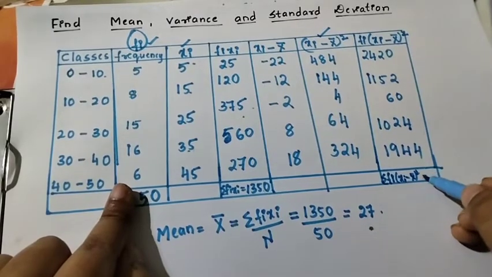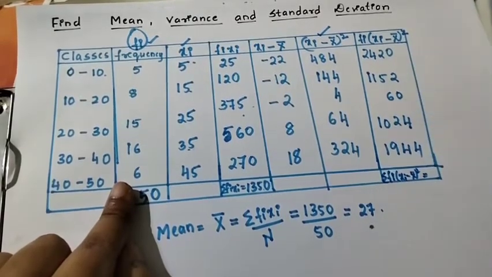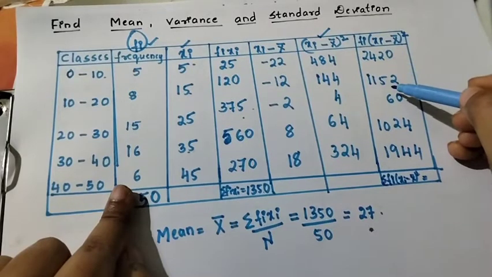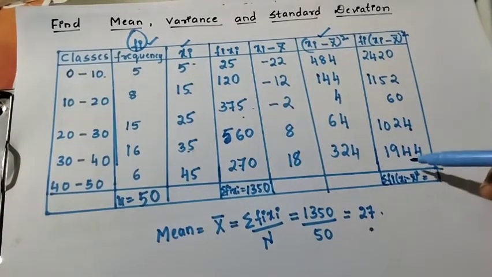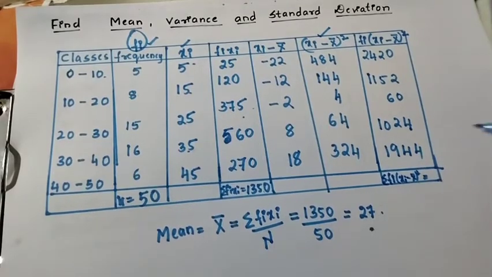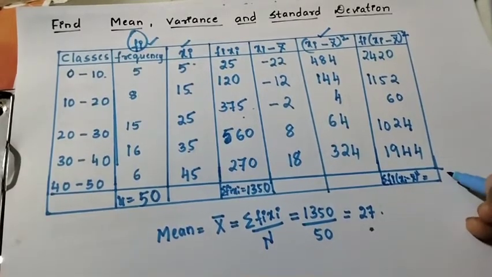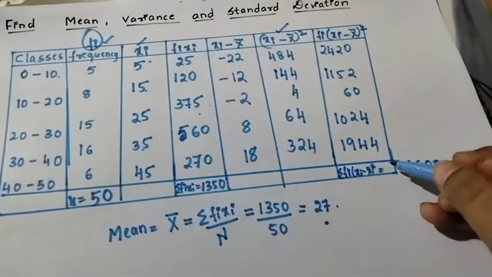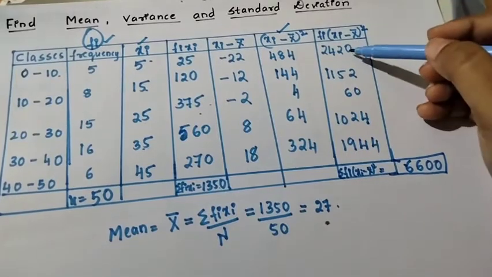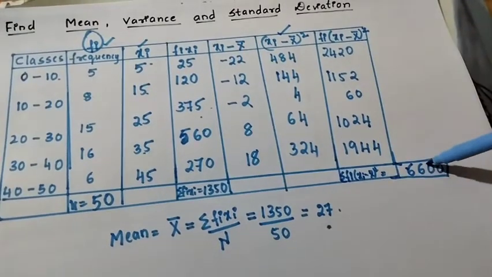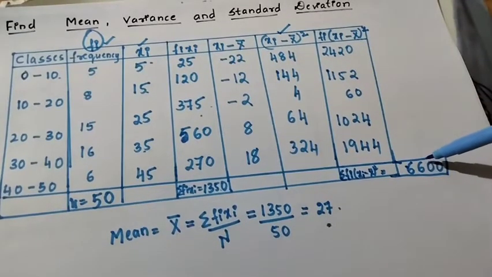So this is equal to adding all these: 2420 plus 1152 plus 60 plus 1024 plus 1944. You get the answer as 6600. You can verify the answer once again by adding all these numbers. So the value is 6600.